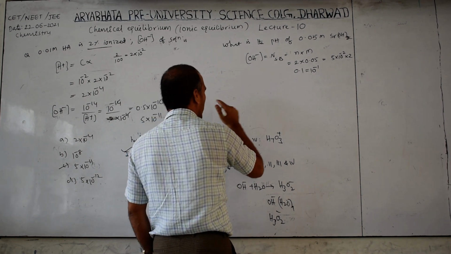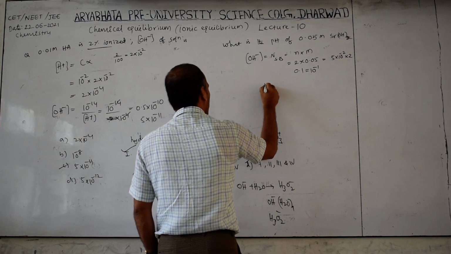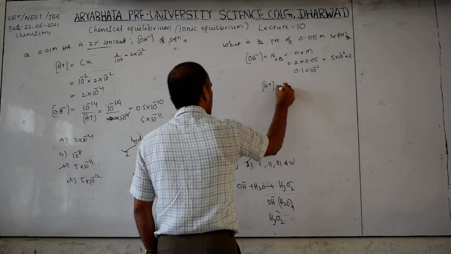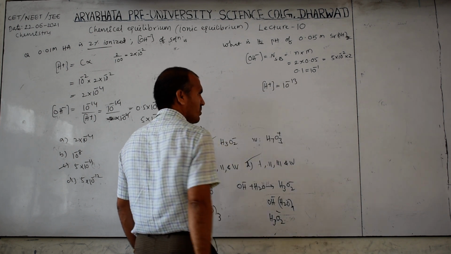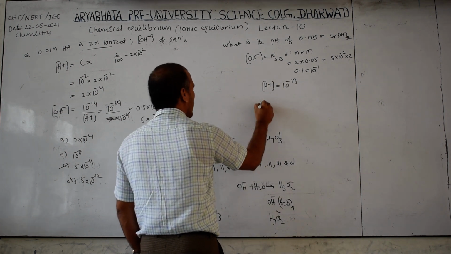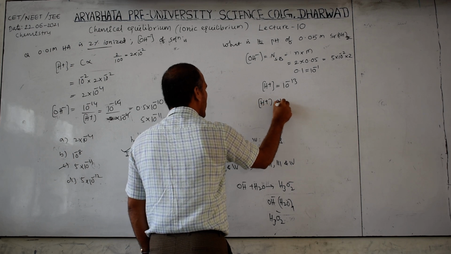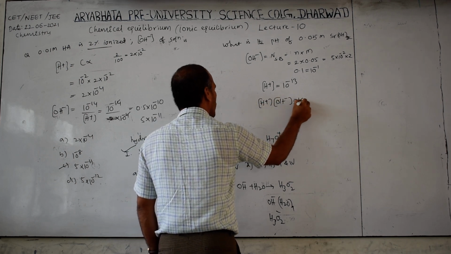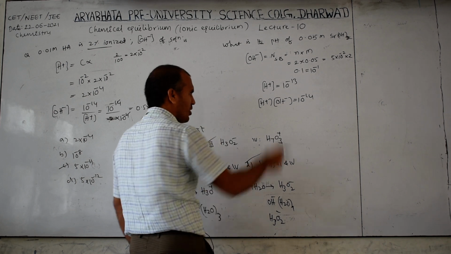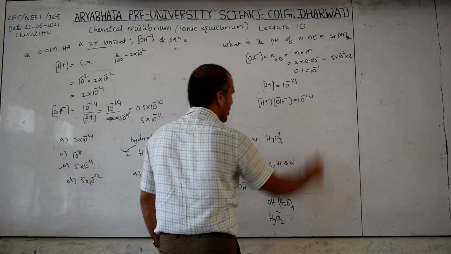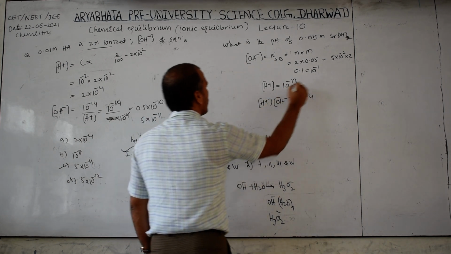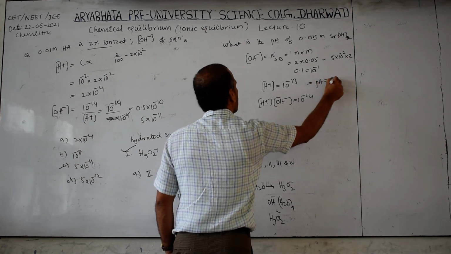This is the OH minus ion concentration. This means H plus ion concentration is 10 power minus 13, because don't forget, H plus into OH minus is equal to 10 power minus 14. Therefore this 10 power minus 1 cancels, giving 10 power minus 13. Therefore, pH how much? That is 13.